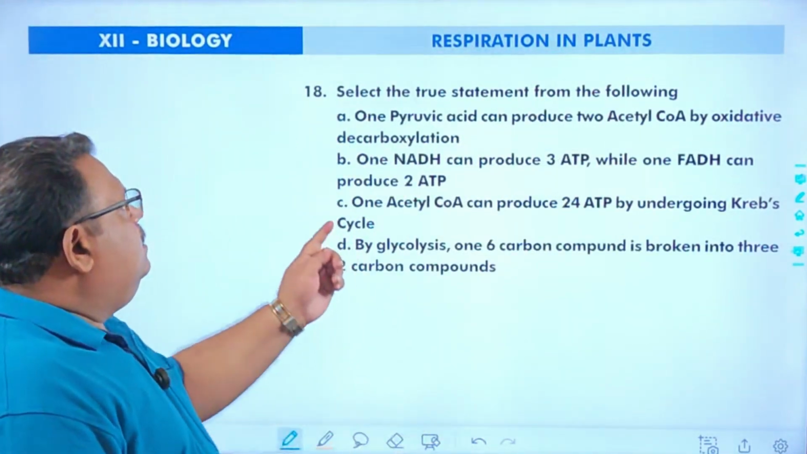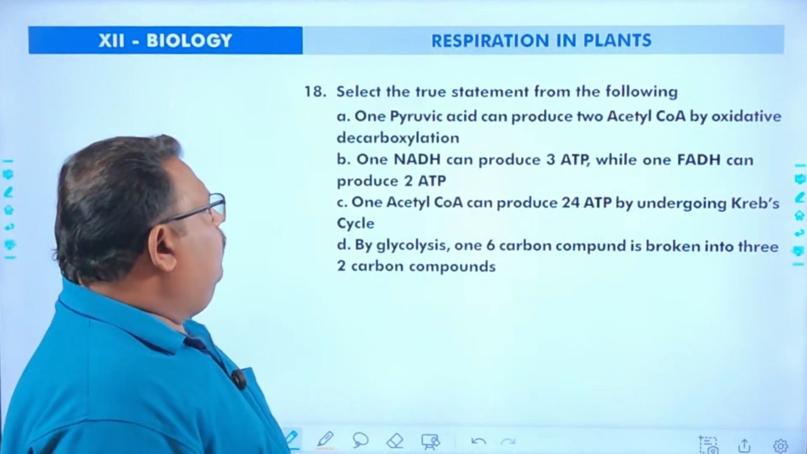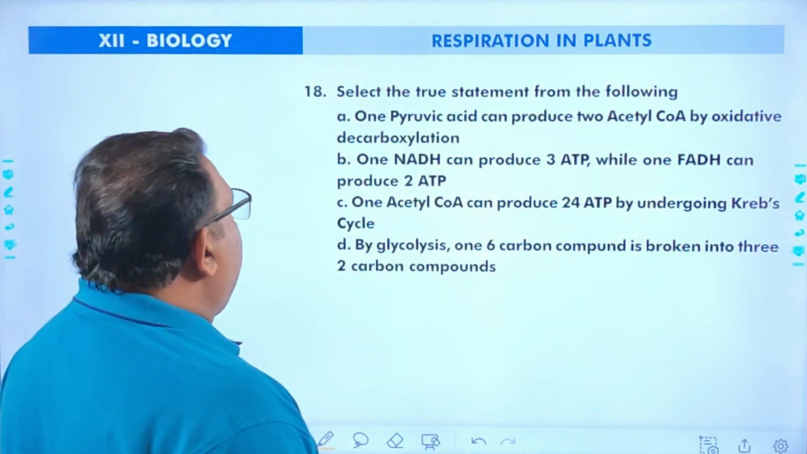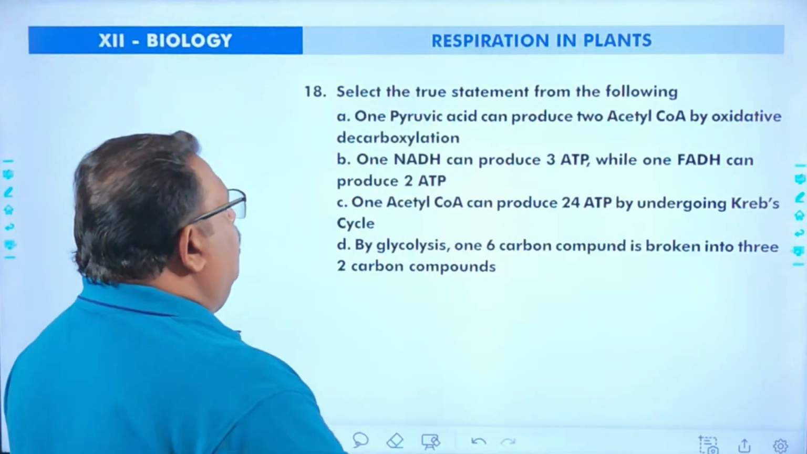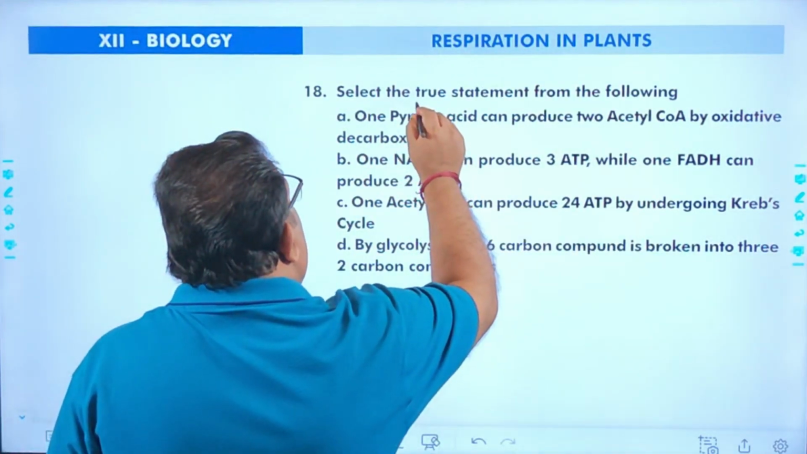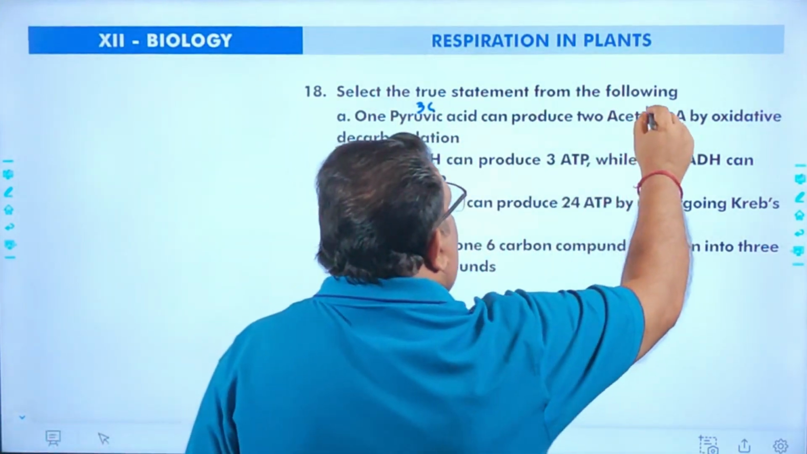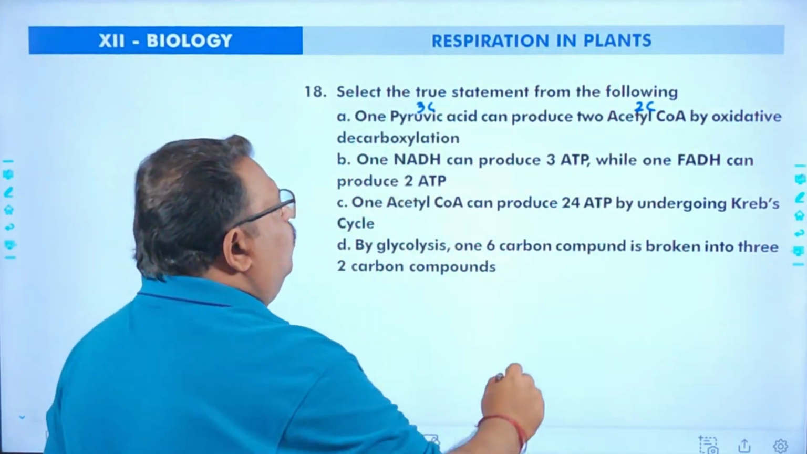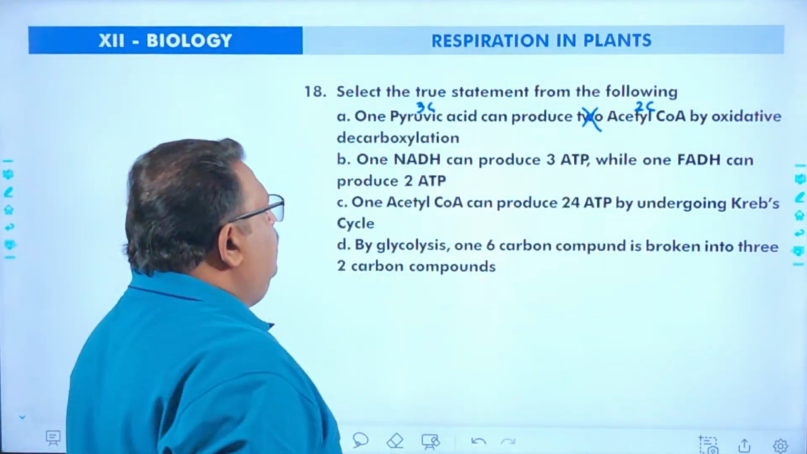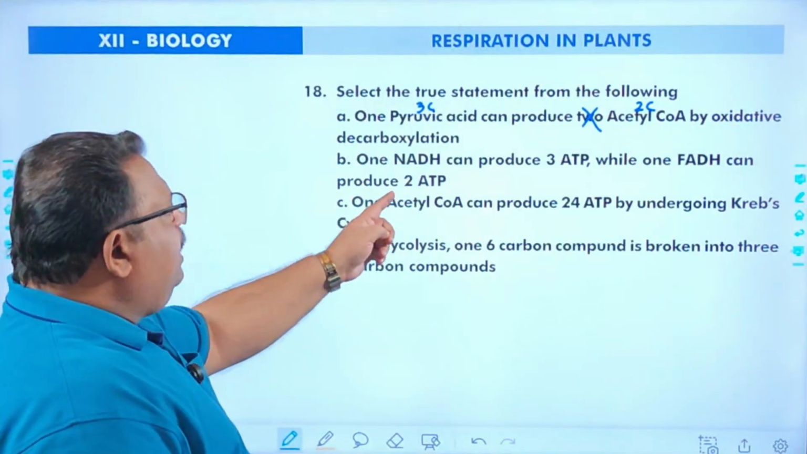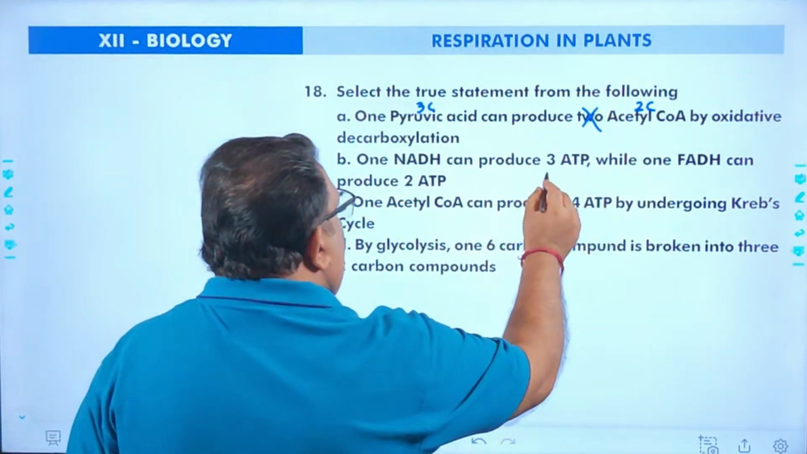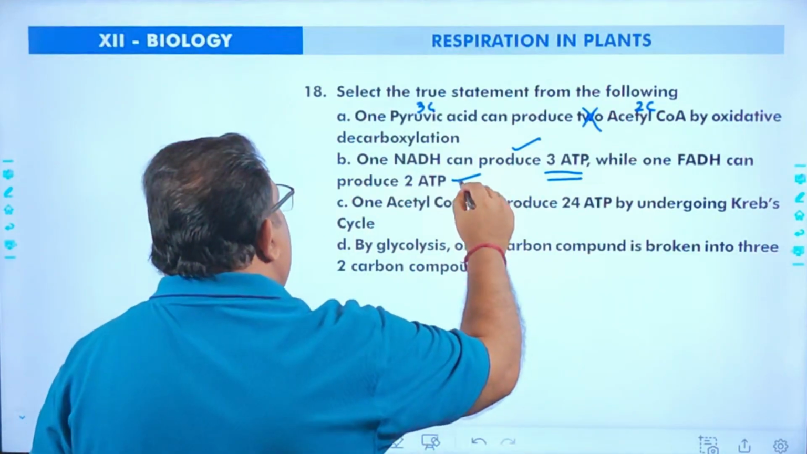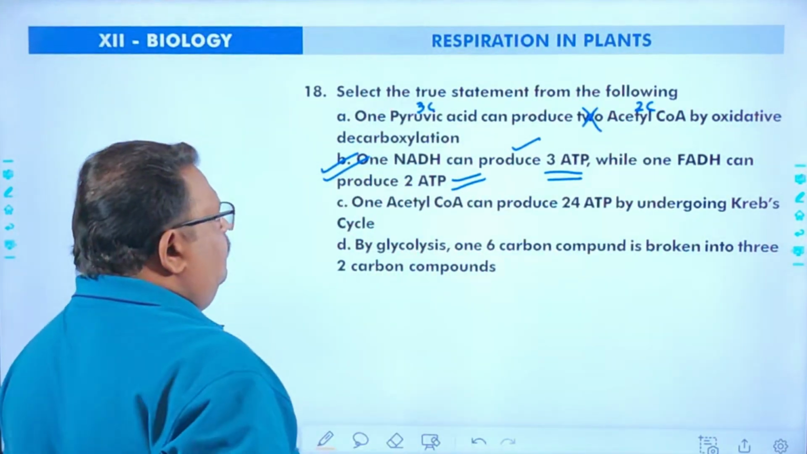Next one. Select the true statement from the following. One pyruvic acid can produce 2 acetyl coenzyme A by oxidative decarboxylation. Pyruvic acid is a 3-carbon compound. Acetyl coenzyme A is a 2-carbon compound, so one pyruvic acid can produce only one acetyl coenzyme A. One NADH can produce 3 ATP. That's right. One FADH can produce 2 ATP. That also is right. So B is the correct answer.